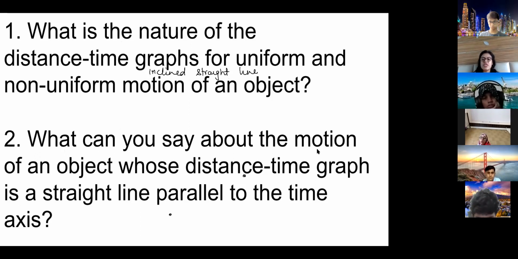What can you say about the motion of an object whose distance time graph is a straight line parallel to the time axis? Safia, tell me. Straight line parallel to the time axis. What type of motion is the object having? Uzair, can you answer?